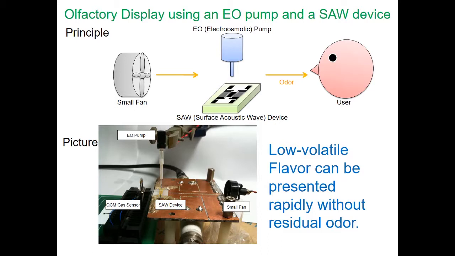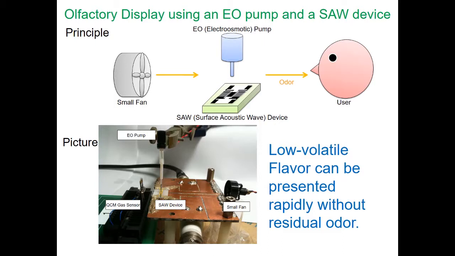And this is a surface acoustic wave device. This is actually not a sensor, but an actuator. When a tiny liquid droplet is put on here, the SAW device atomizes the droplet, and so people can sniff the smell. And a small fan blows the wind, so people can sniff that.